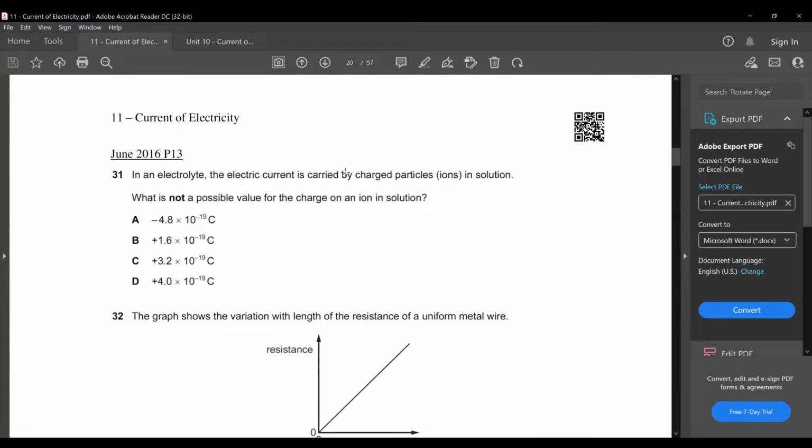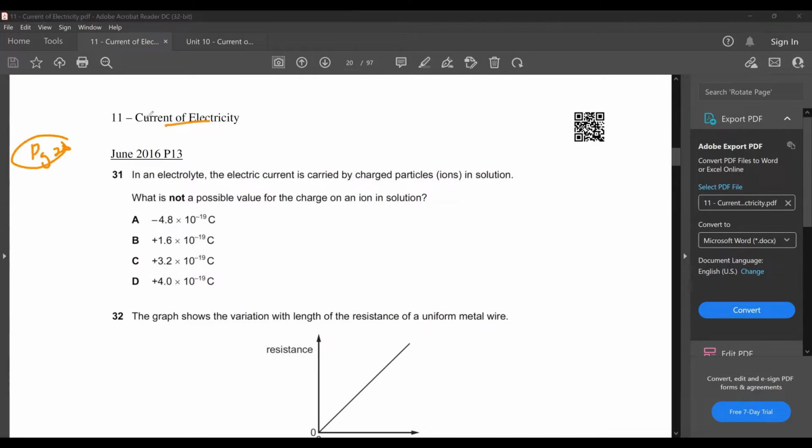Okay, so look at page 20 for the current of electricity chapter. Okay, this one, look at page 20 first, all right? Wait on, let me just write this, page 20.